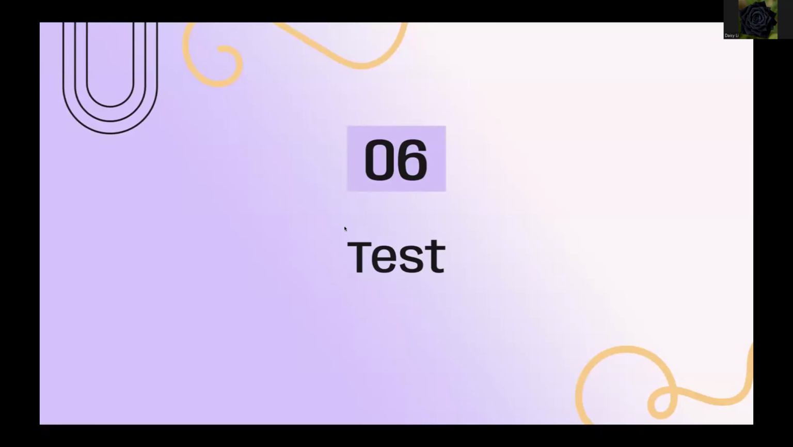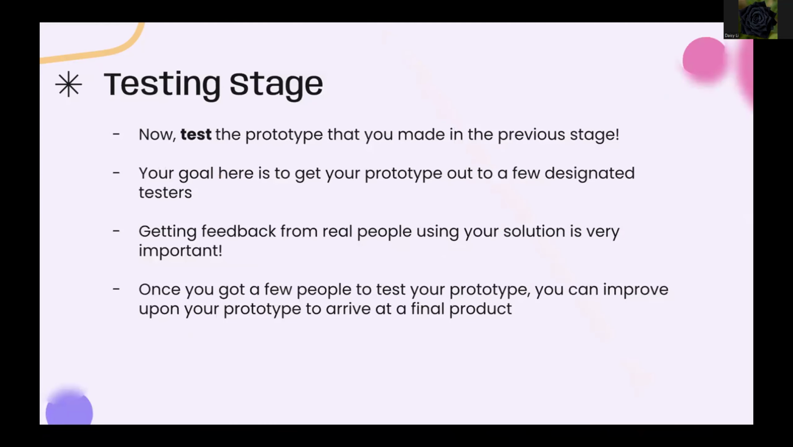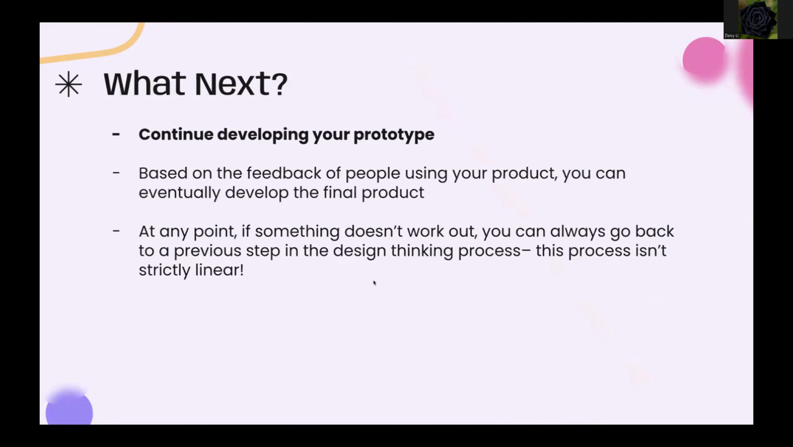And now let's move on to the final stage, test. In the testing stage, you test the prototype that you made in the previous stage. Your goal here is to get your prototype out to a few designated testers. Getting feedback from real people using your solution is very important. Once you got a few people to test your prototype, you can improve upon your prototype to arrive at a final product. What's next? Well, you should continue developing your prototype. Based on the feedback of the people using your product, you can eventually develop the final product. At any point, if something doesn't work out, you can always go back to a previous step in the design thinking process. This process isn't strictly linear.